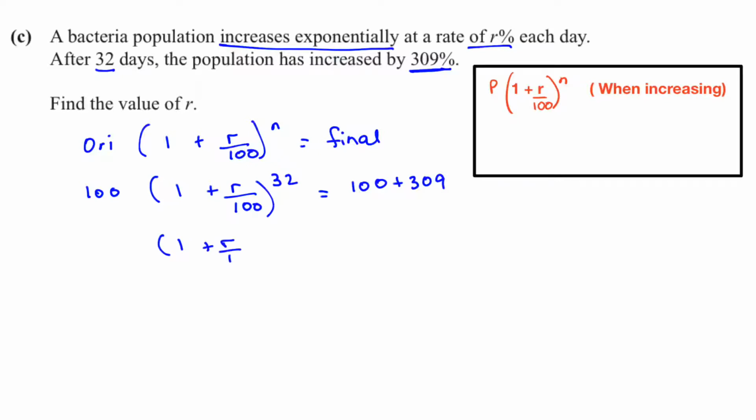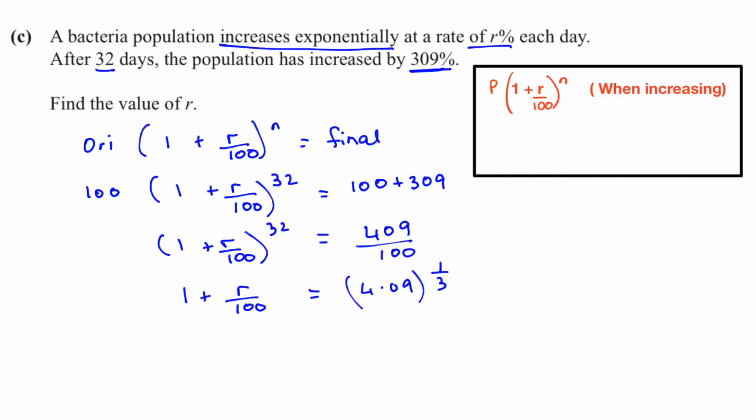1 plus R over 100 to the power 32 is equal to 409 divided by 100. Therefore 1 plus R over 100 is equal to 4.09. The power is 32. When you bring it to the other side, it will become 1 over 32. Whatever answer you get, subtract from it 1. This plus 1, when you bring to the other side, will be negative.